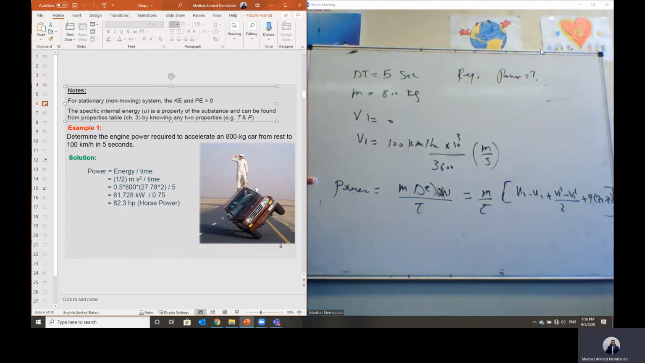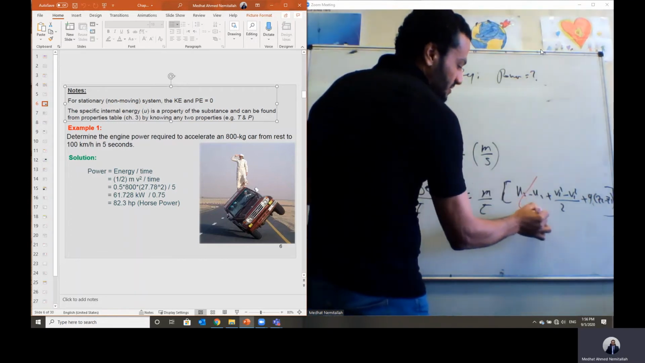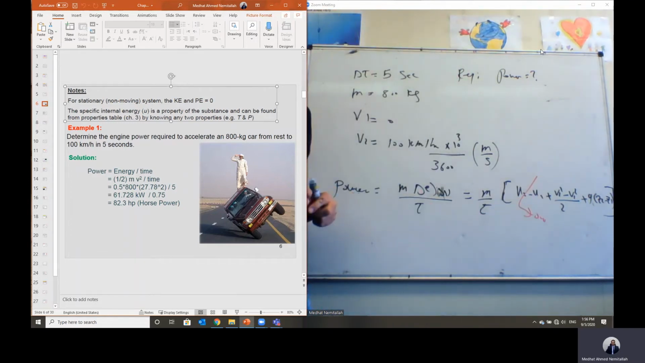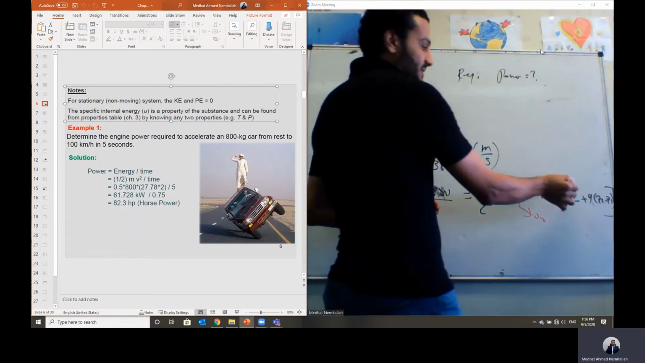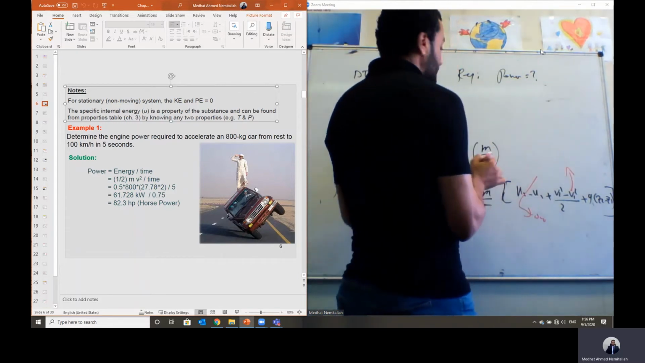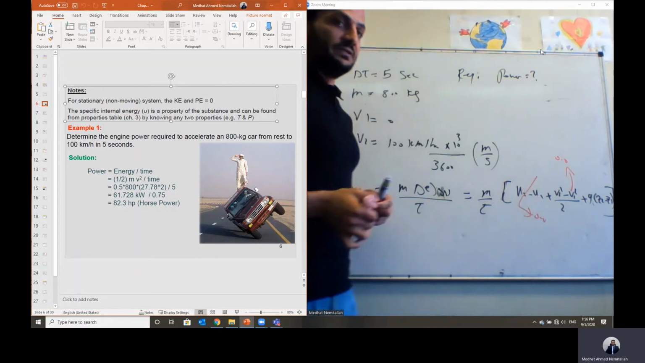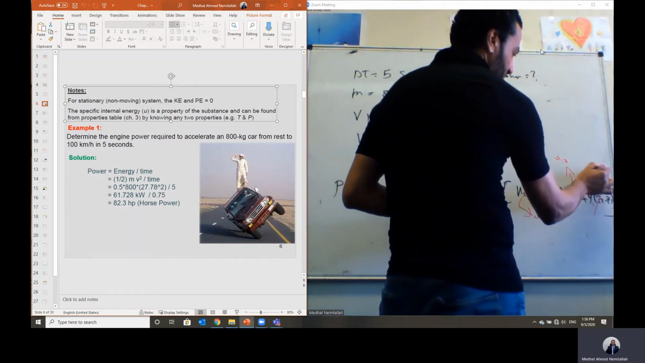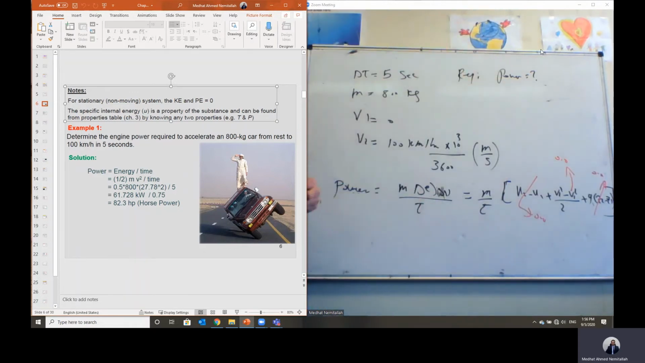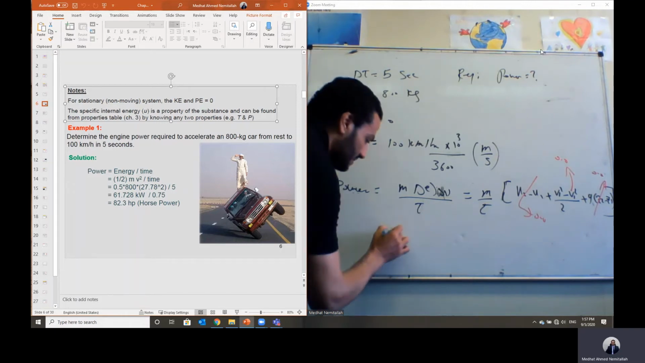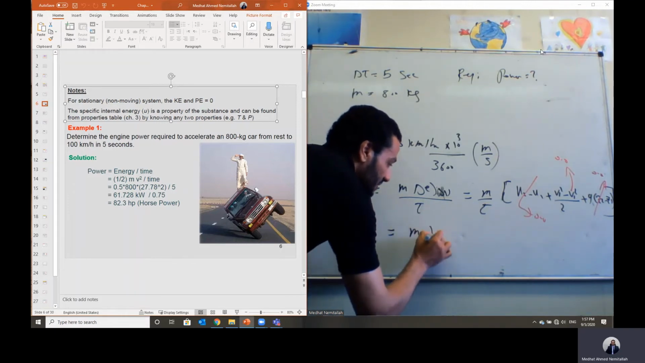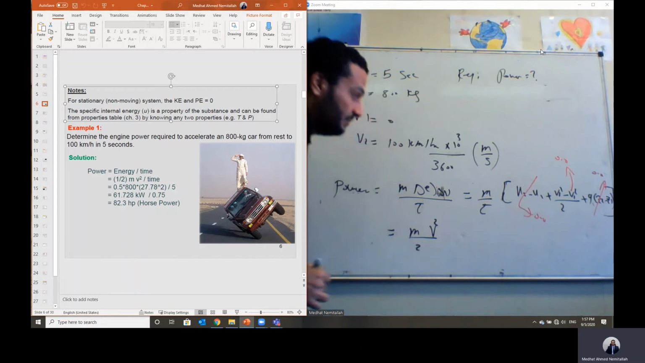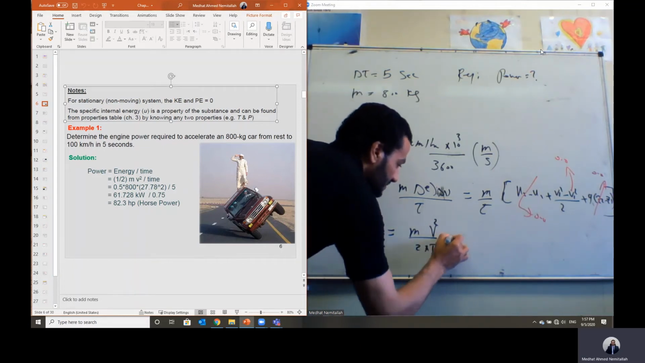Internal energy, actually we don't have a change of temperature. This car is running under atmospheric condition, so the term U2 minus U1 we don't have a difference, it is 0. V1 in this case is accelerating from rest, so the velocity V1 is 0. And this is a horizontal road, so we don't have a change in potential energy, no change of elevation. So that means in this case the power to accelerate this car will be equal to mass multiplied by V squared divided by 2, divided by time.